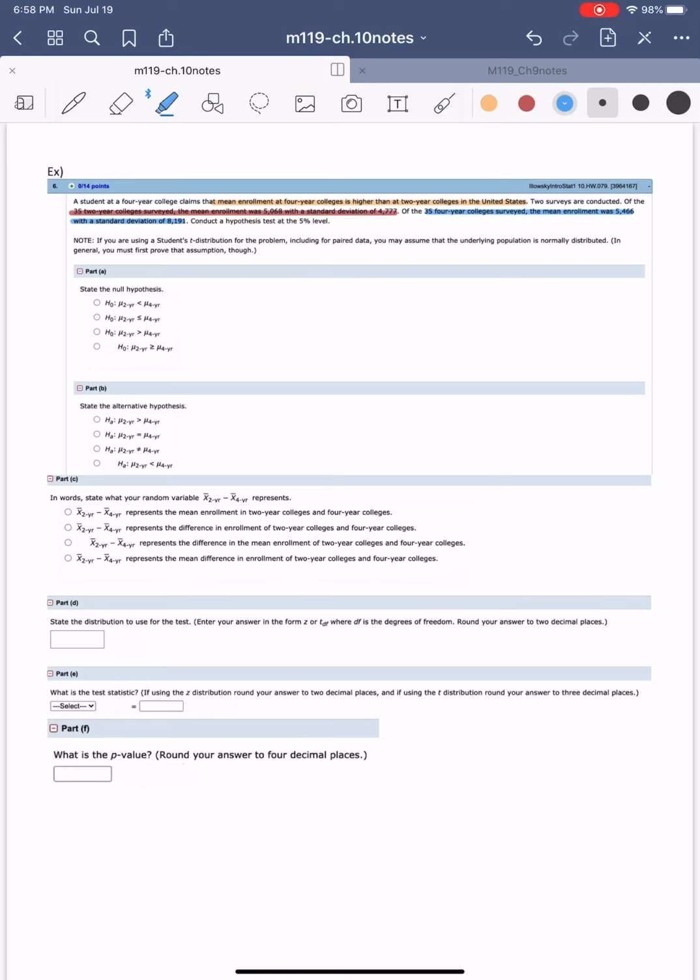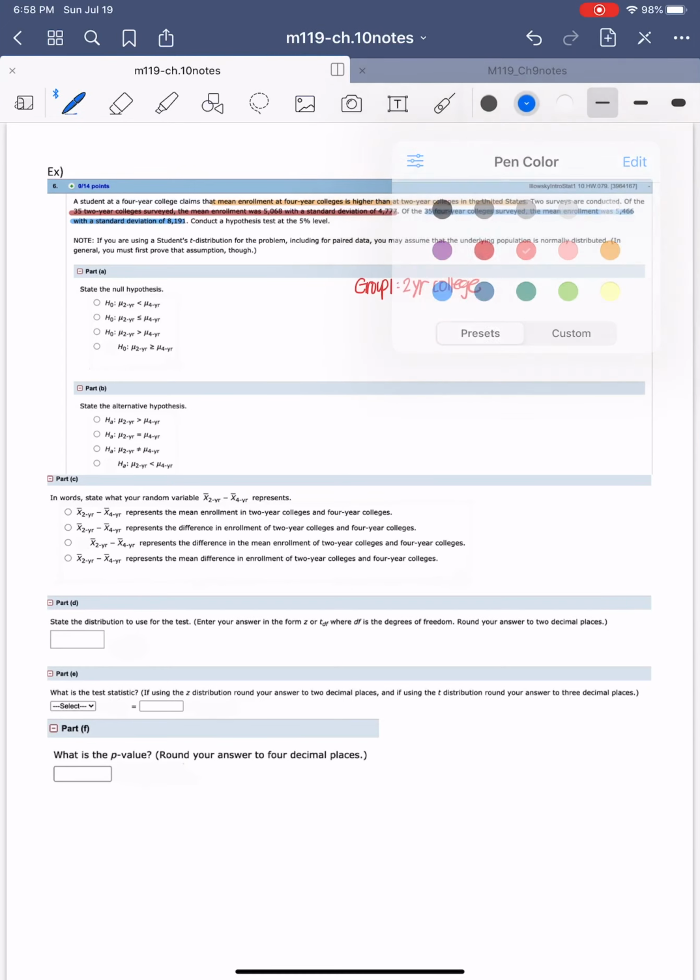All right, so let's start labeling things. So I'll use red one, color coded. So group 1 is a two-year college, and then write down all the information. And then group 2 will be the blue color, and this will be a four-year college data.